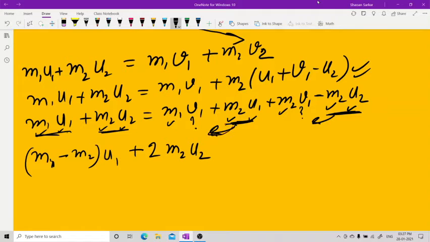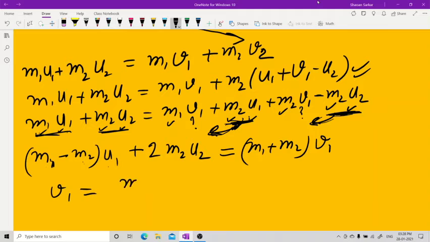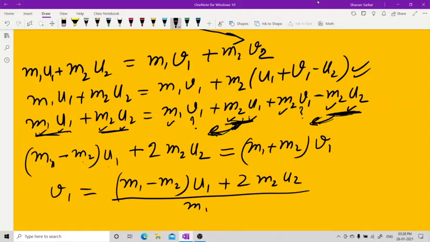Bringing this equation here, we take u1 common, so I will get m1 minus m2. See, this equation is m1 u1, this is m2 u2. When I bring m2 u2 to the left side, I'll get m1 minus m2 u1. And this was a negative quantity, when it goes there it will become a positive quantity, and this will be m1 plus m2 v1. So v1 is equal to, very simple, m1 minus m2 u1 plus 2m2 u2 divided by m1 plus m2.